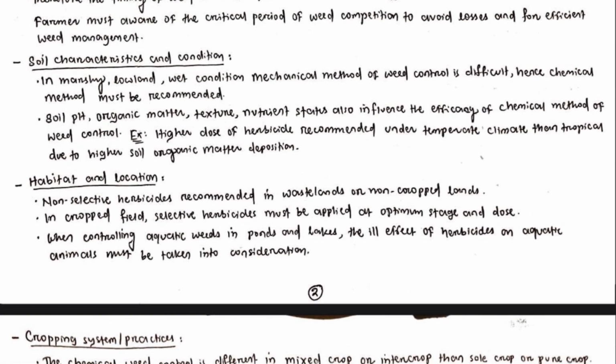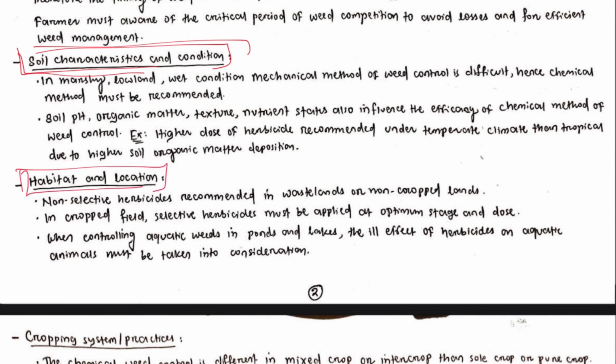Then soil characteristics and condition. Suppose the soil is marshy or a low land situation, then weed control is difficult. Here we can suggest the chemical method. Then if the soil contains high organic matter, as I was discussing, we should go for a higher dose, because organic matter has more reaction sites, so it will absorb the herbicide and it will not be available for the weed to control it, right? So a higher dose is recommended if the soil is clay type or organic matter is higher.